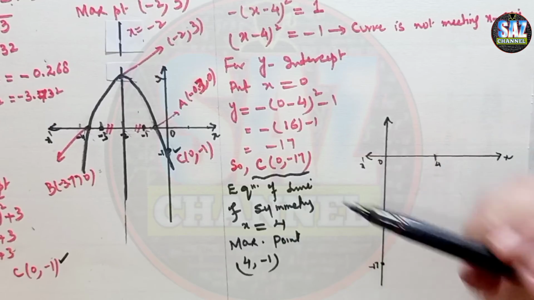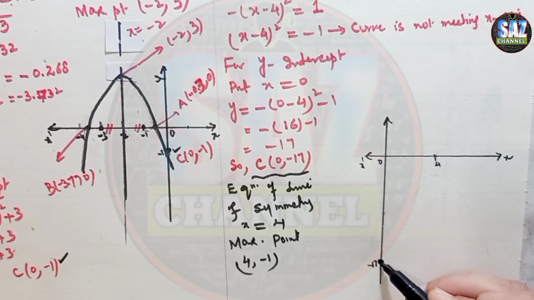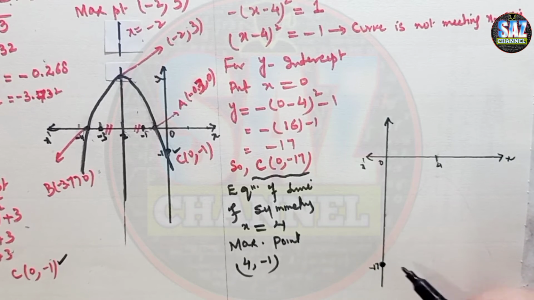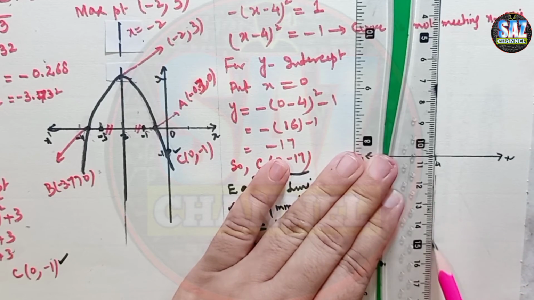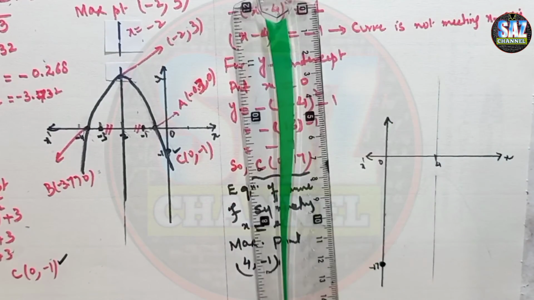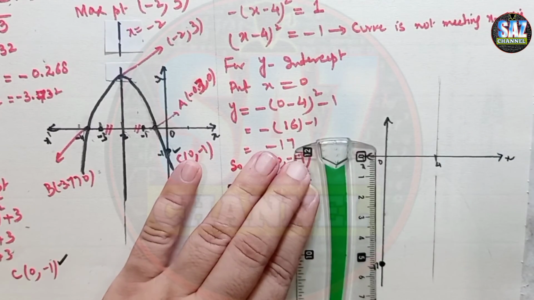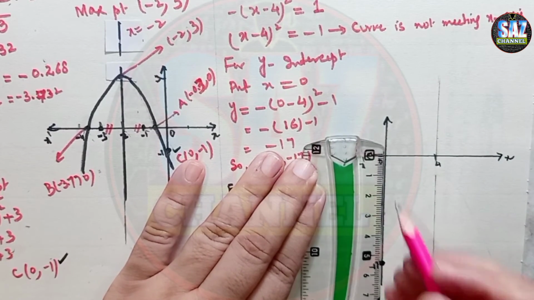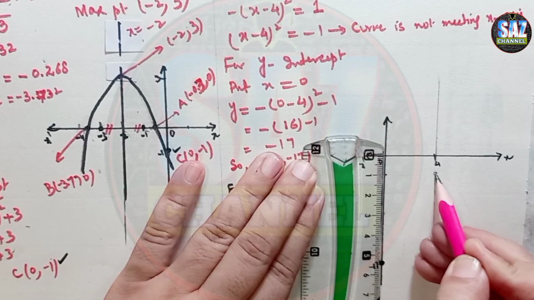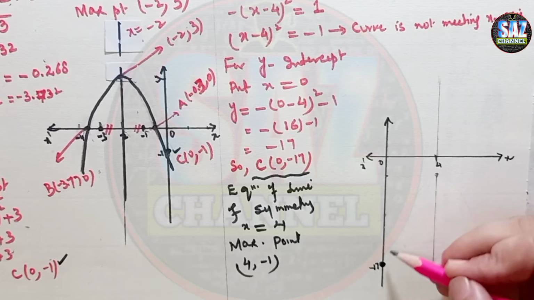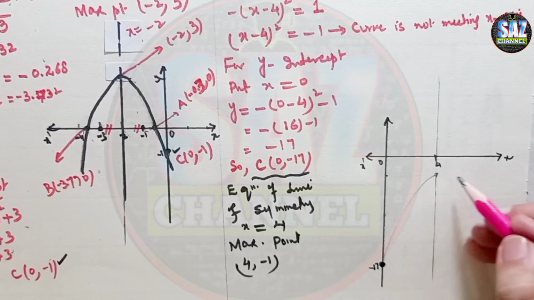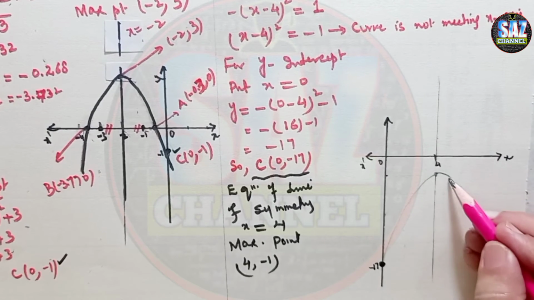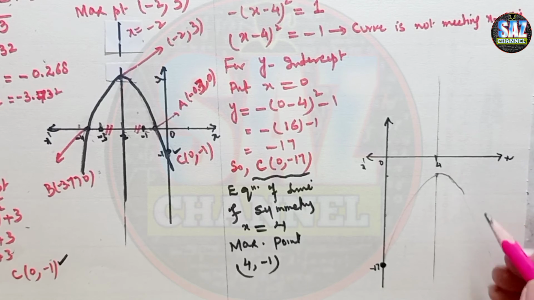Now it's the time to mark the points. One of the points is on the y-axis, 0 with minus 17, and the equation of the line of symmetry is x equals to 4. So let me draw x equals to 4 here. Then the maximum point is 4 with minus 1, so the point will be coming at this place. And then we have to join nicely this point, and then take the turn on this side, as the curve is symmetrical about this line.